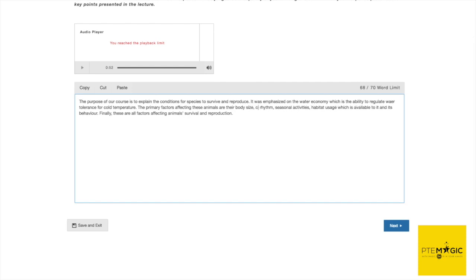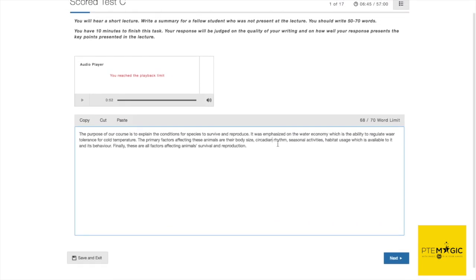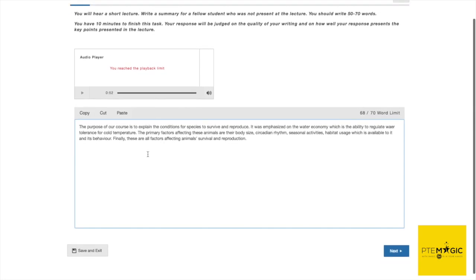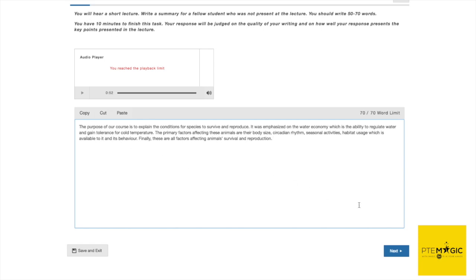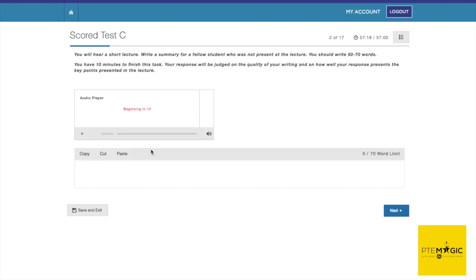Okay, the purpose of our course is to explain the conditions for species to survive and reproduce. It was emphasized on the water economy, which is the ability to regulate water tolerance and for cold temperature. The primary factors affecting these animals are their body size, circadian rhythm, seasonal activities, habitat usage, which is available to it, and its behavior. Finally, these are all factors affecting animals' survival and reproduction.